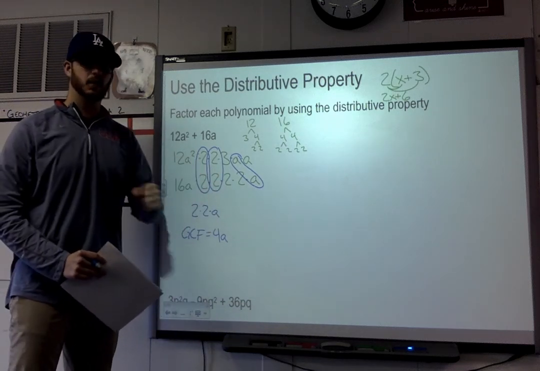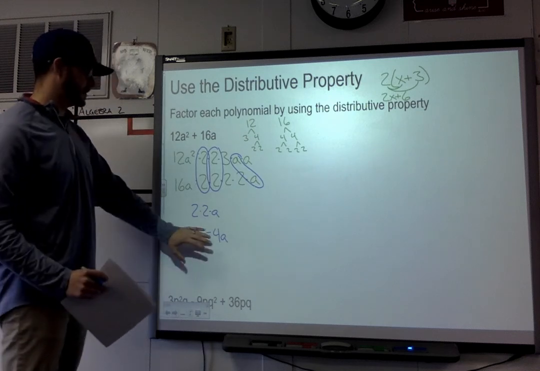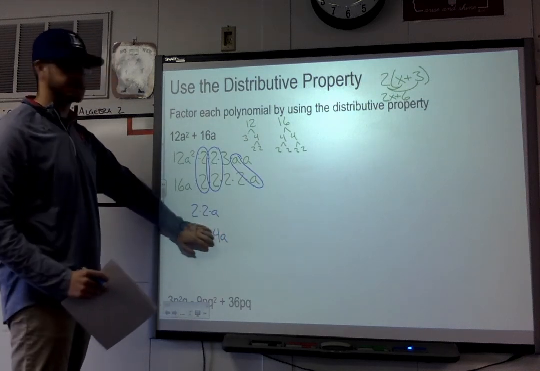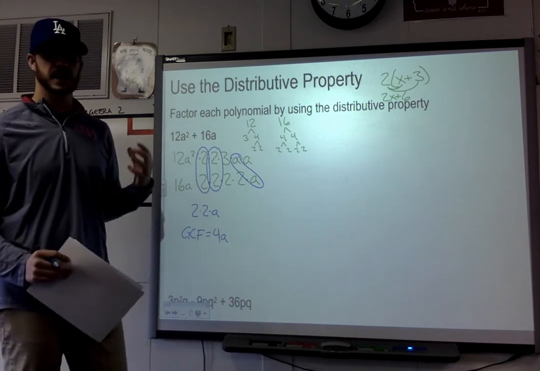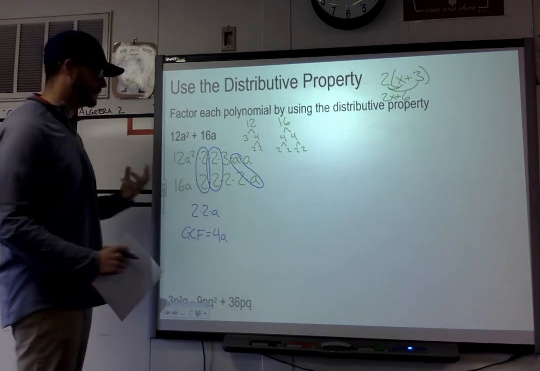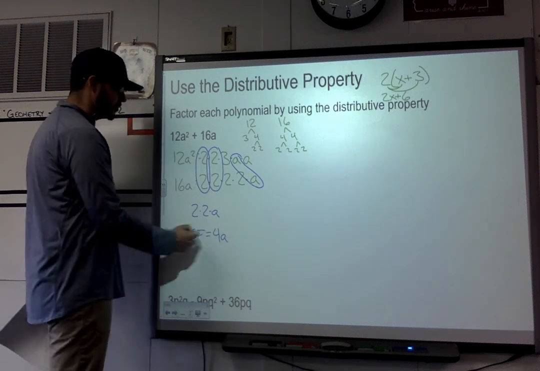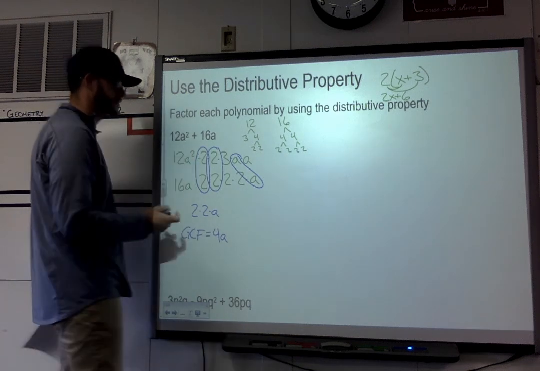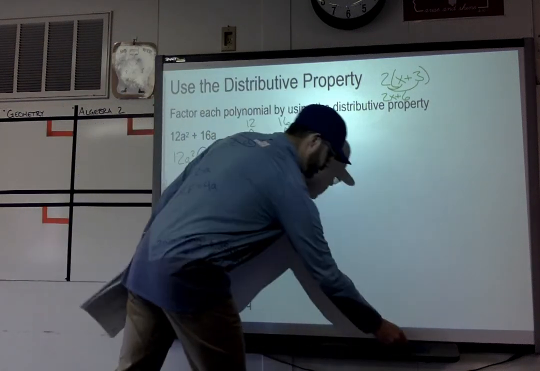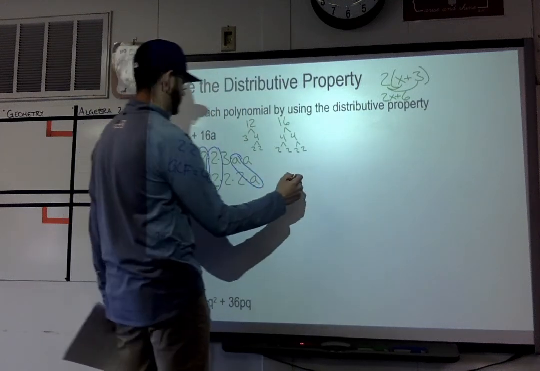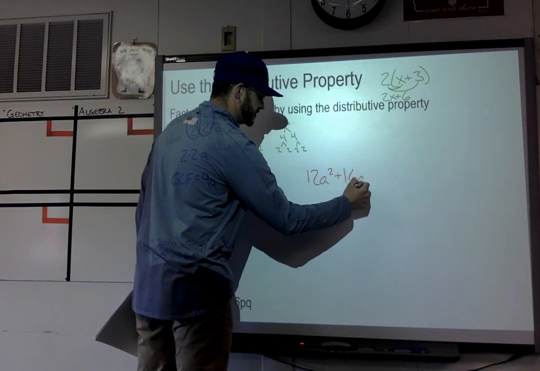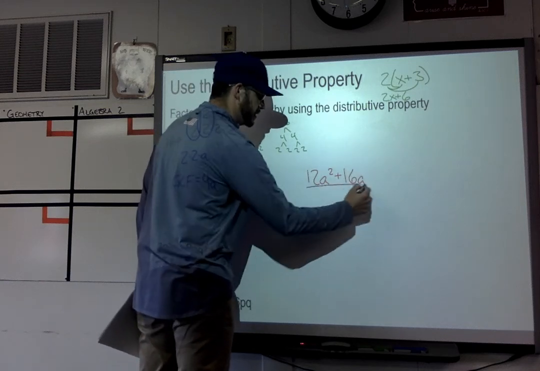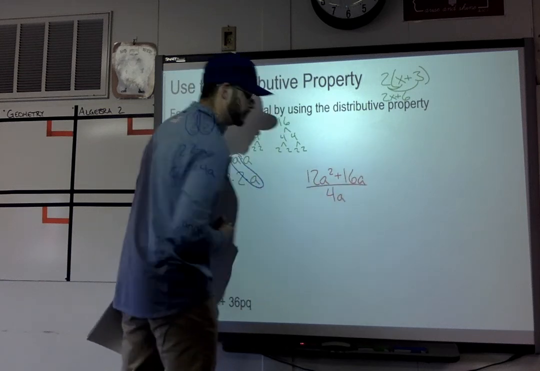Today, taking it one step further, is actually using that greatest common factor to factor it out of this polynomial and come up with our simpler term here. In order to take 4a out of this, what we're really doing is taking our expression 12a squared plus 16a, and dividing it by 4a.